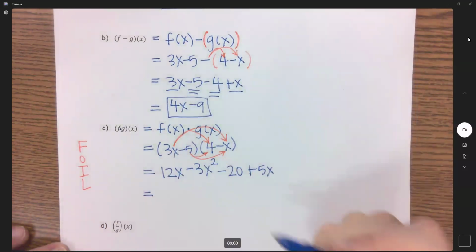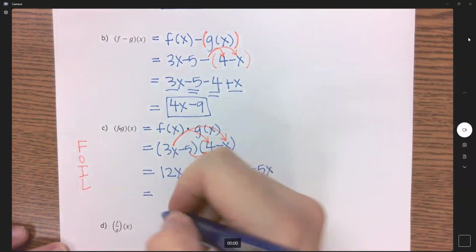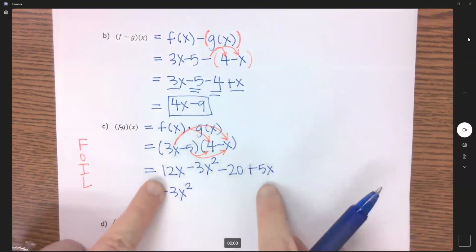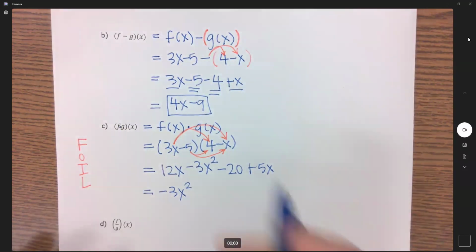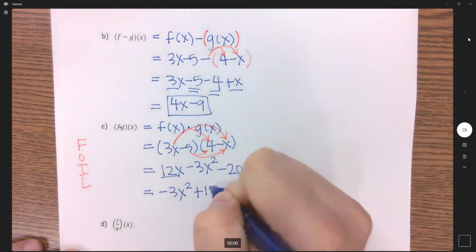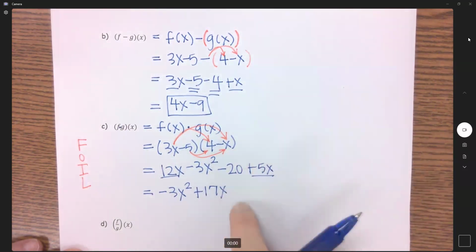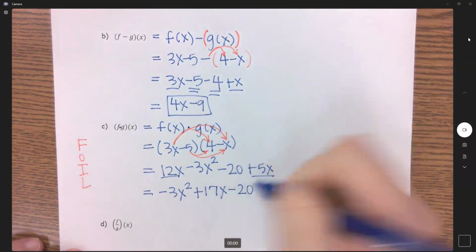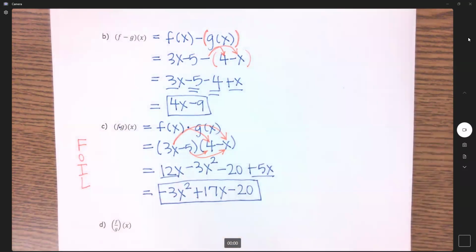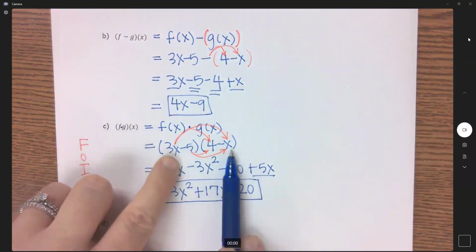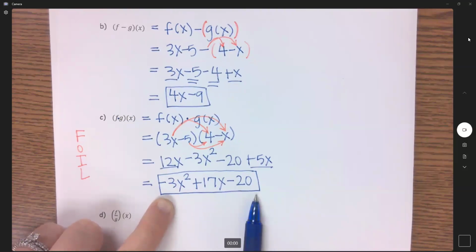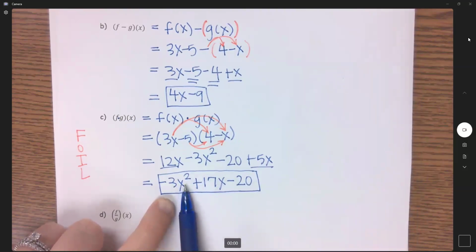So combine like terms. I have no other x squareds, so this is negative 3x squared. I do have two x terms, so 12 plus 5 gives me 17x. And then bring down that minus 20. So when I multiply these two functions together, which are both linear because they're both x to the first power, I now get an x squared. So we get a quadratic. It's a quadratic because of that x squared.